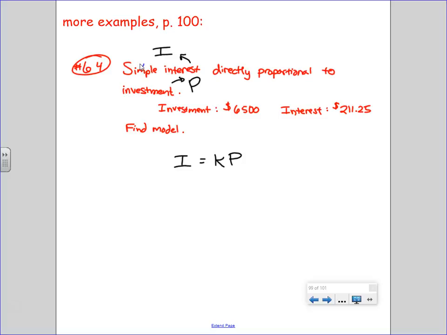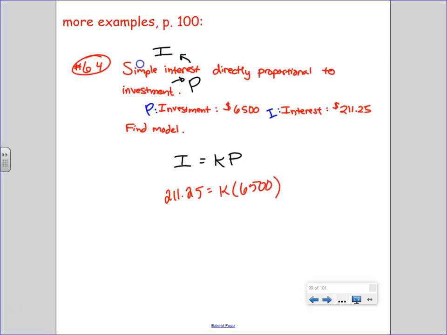So we know the investment is $6,500. Be careful. Make sure you keep your variables straight, right? That's one place we can mess up. Finding the model is place number 1. Plugging it in correctly is place number 2. We have 211.25 equals K times 6,500.